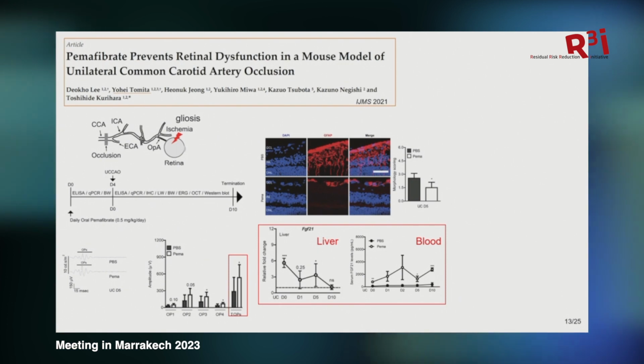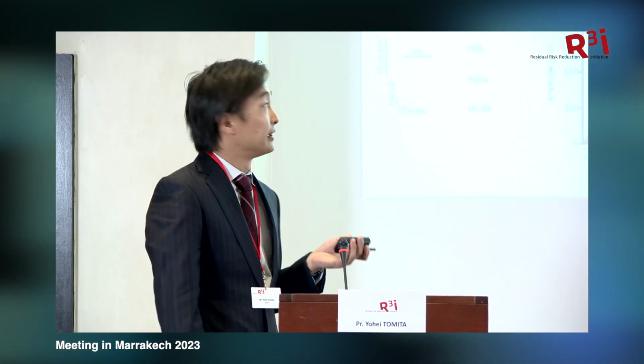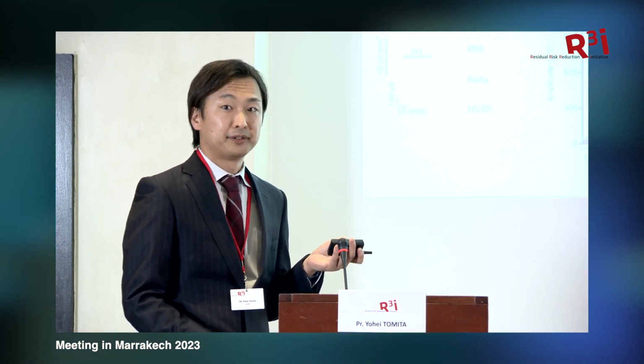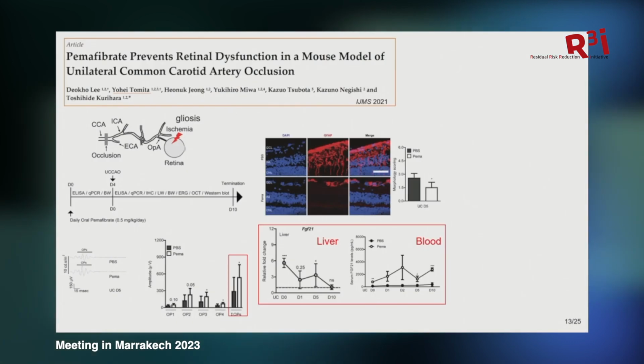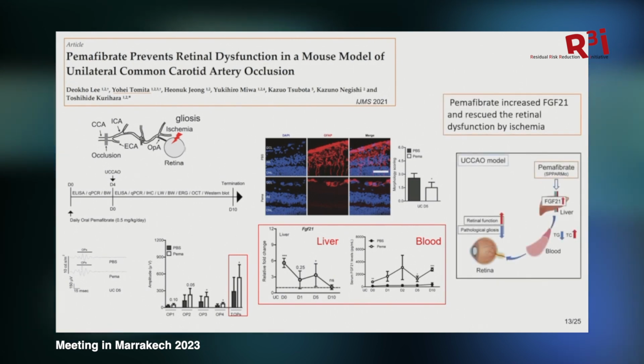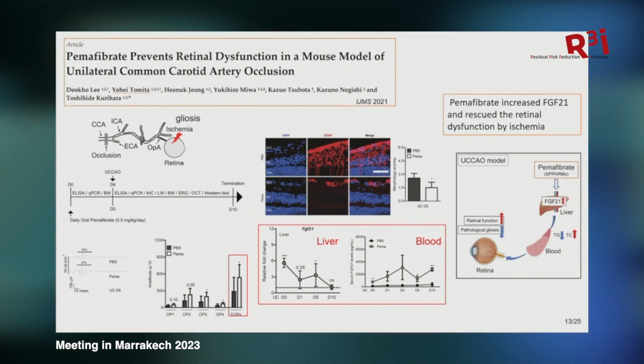And this figure shows the Müller glia cells, which support the photoreceptor cells. And this graph shows that pemafibrate reduced the stress of Müller glia cells. That means that pemafibrate rescues the retinal function. And also we found that FGF21 was increasing in liver and blood, not in the retina. So again, pemafibrate increases FGF21, and it affects the retina and keeps the retinal function.